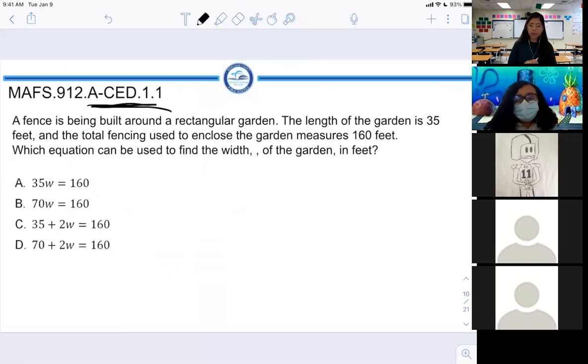A fence is being built around a rectangular garden. The length of the garden is 35 feet, and the total fencing used to enclose the garden measures 160 feet. Which equation can be used to find the width of the garden in feet? What does Ms. Lopez always do when there's a word problem involving shapes?